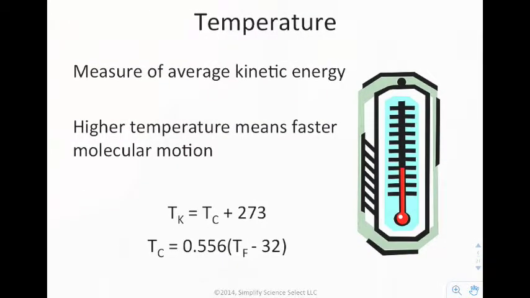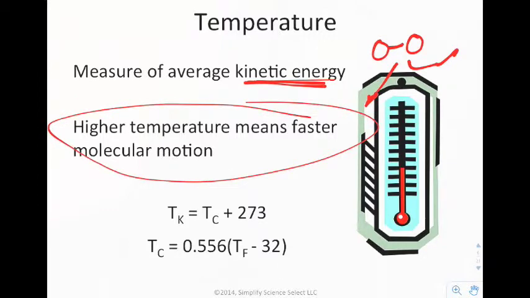Temperature is a measure of the average kinetic energy. So remember, kinetic energy is the energy of movement. So another way of thinking of temperature is how fast the molecules are moving around a room. Are they moving quickly or are they moving slowly? Higher temperature means that they have faster molecular motion.